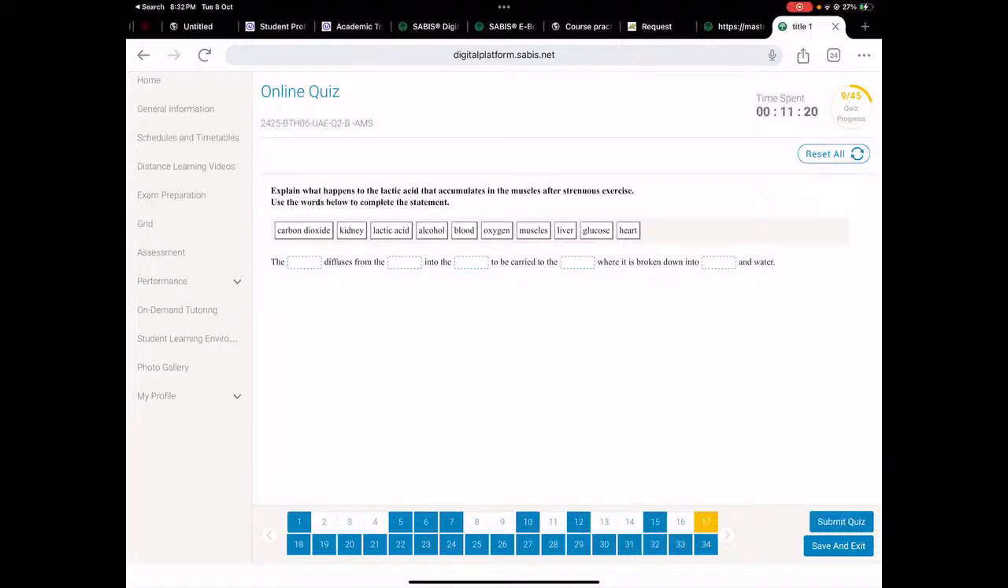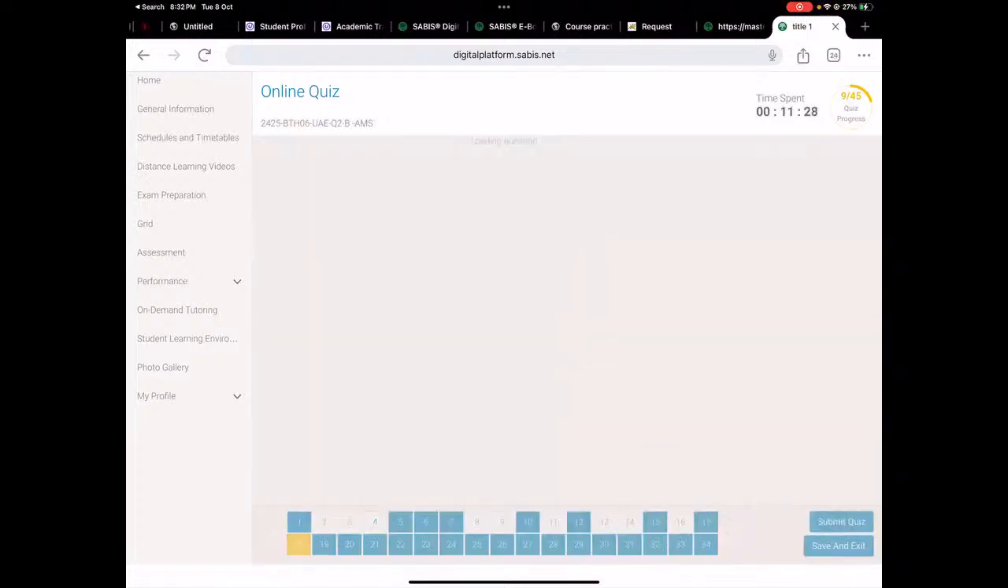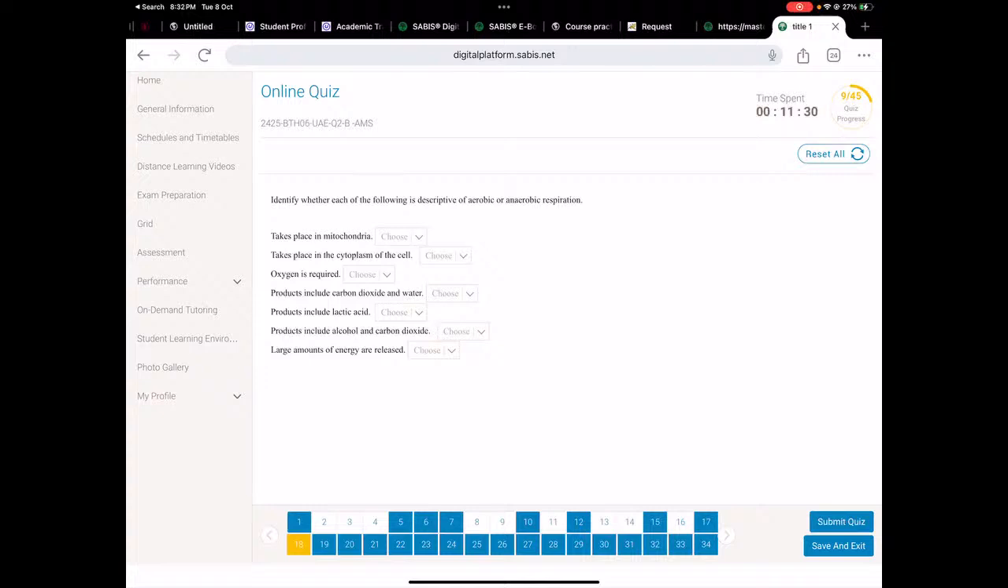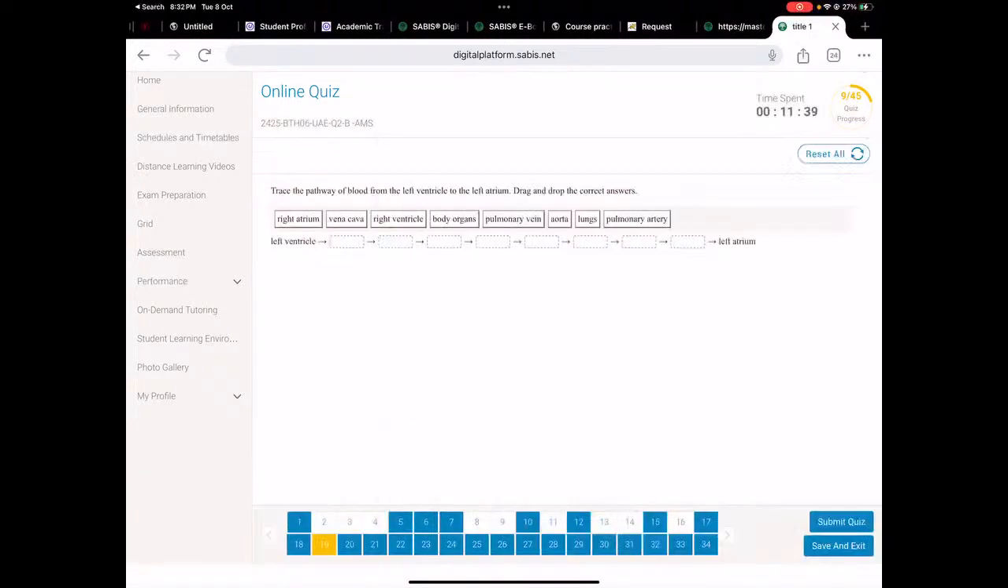Okay, what happens to the lactic acid when it accumulates? If you guys want me to do this, let me know. I'm just gonna skip it for now. Okay, this is also previous information. Okay, aerobic and anaerobic respiration. Straightforward. Okay, let me do this for you guys.